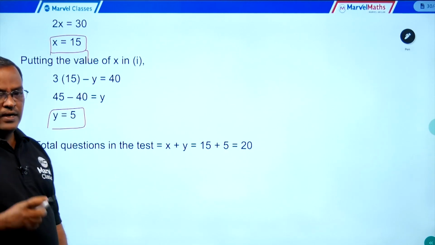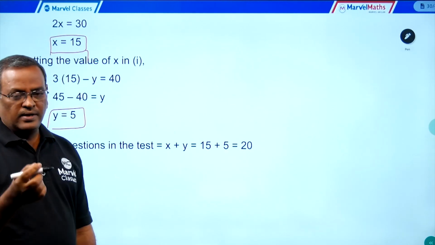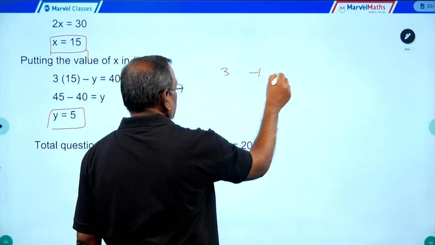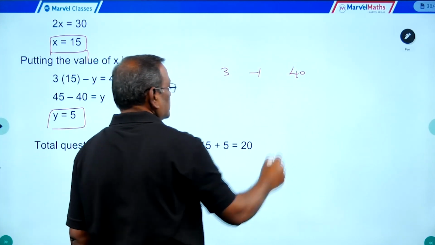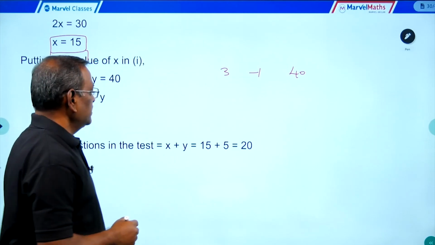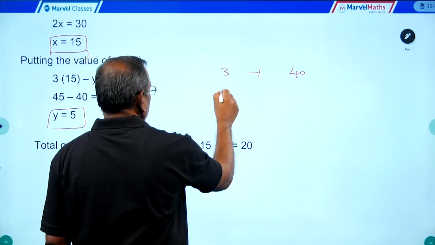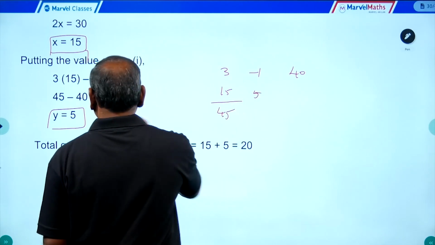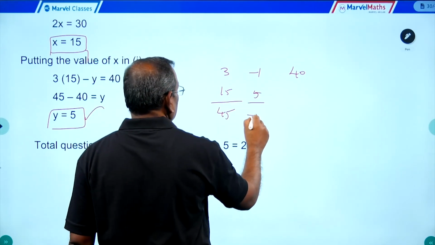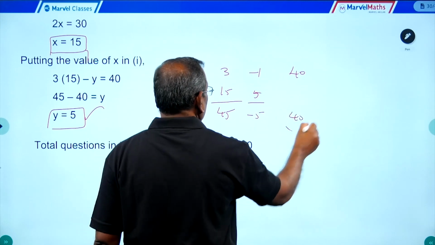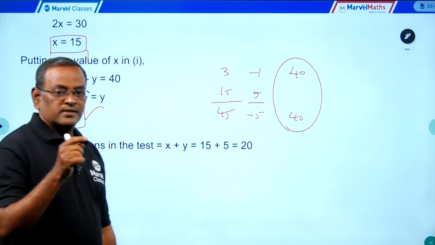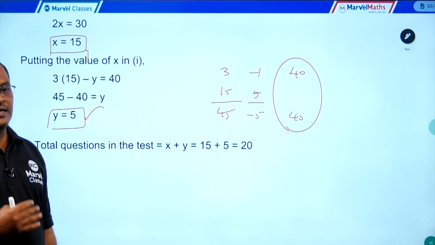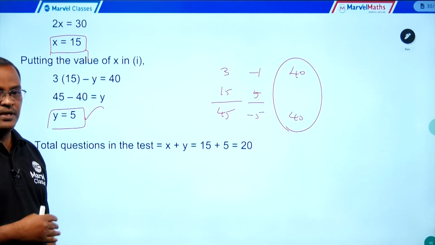Now how to verify your answer is correct? So we'll check the first condition. For correct answer 3 marks, wrong answer minus 1 and total marks scored is 40. So we'll verify this. 3 into number of correct answers 15. 3 into 15, 45, and number of wrong answers is 5. So this is minus 5. 45 minus 5, 40, and hence your answer is correct. At the end of every word problem, verify whether your answer is correct or not by substituting in any one of the conditions.